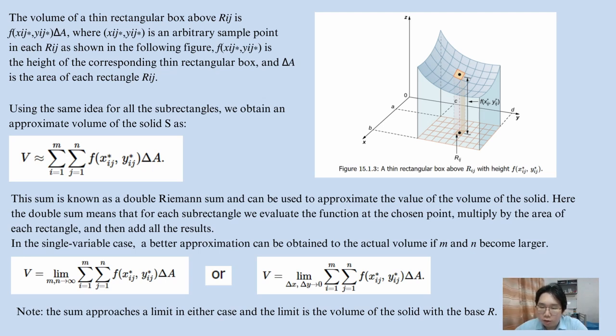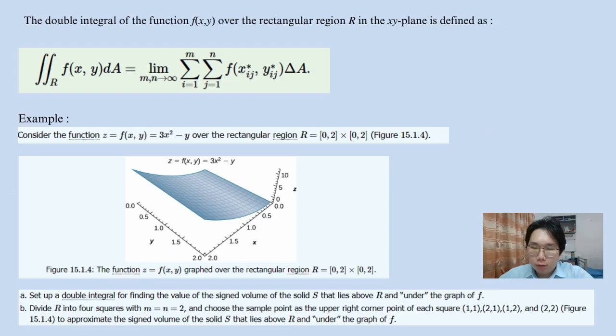Here, the double sum means that for each subrectangle, we evaluate the function at the chosen point, then multiply by the area of each rectangle, and then add all of the results. As in the single variable case, a better approximation to the actual volume is obtained if m and n become larger. So it means that V equals the limit as m and n go to infinity of the double sum of f(xij*, yij*) ΔA, or you can use another formula like this. Note the sum approaches a limit in either case, and the limit is the volume of the solid with base R. And now you can see this is the formula that you should use for the solution. The double integral of the function f(x,y) over the rectangular region R in the xy plane is defined like this.